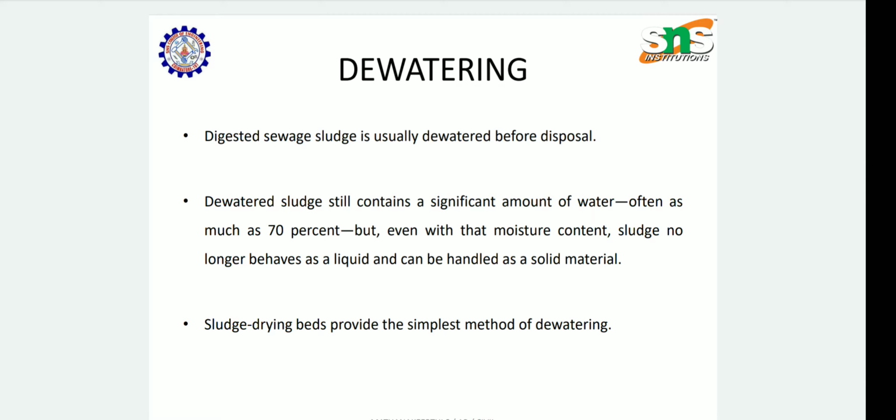The digested sewage sludge is usually dewatered before its disposal, that is, the removal of water from the sludge before its disposal. The dewatered sludge still contains a significant amount of water, often as much as 70%. But even with this moisture content, sludge no longer behaves as a liquid and can be handled as a solid material. So if we dewater the sludge, the moisture can be reduced and the sludge can be handled, disposed of or transported very easily.